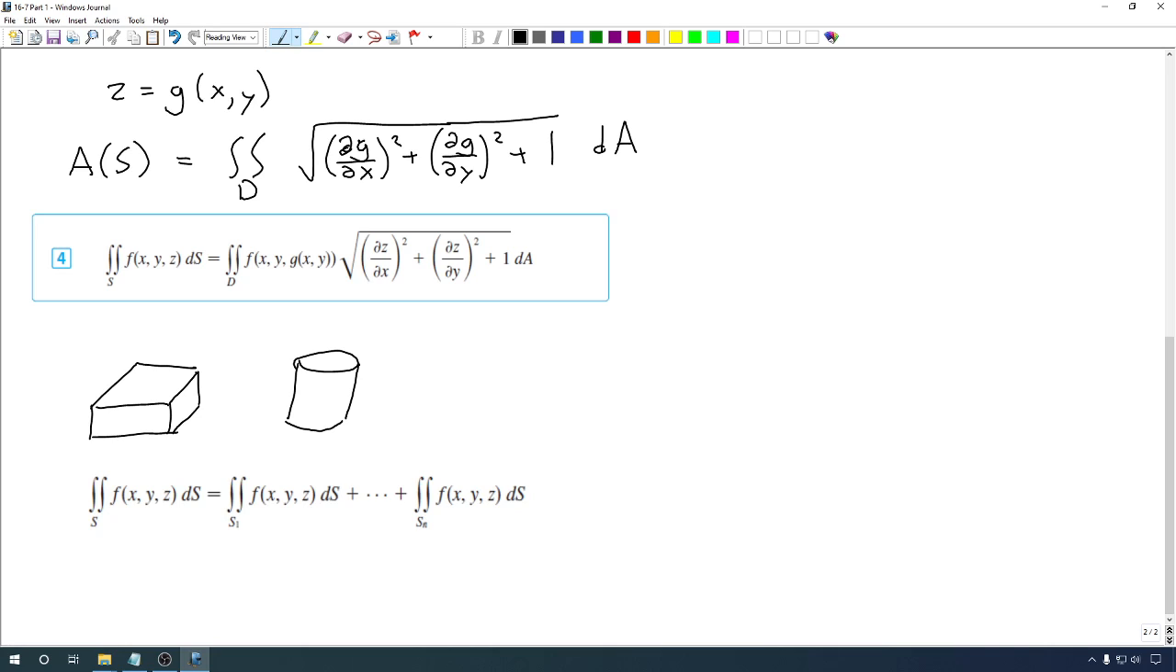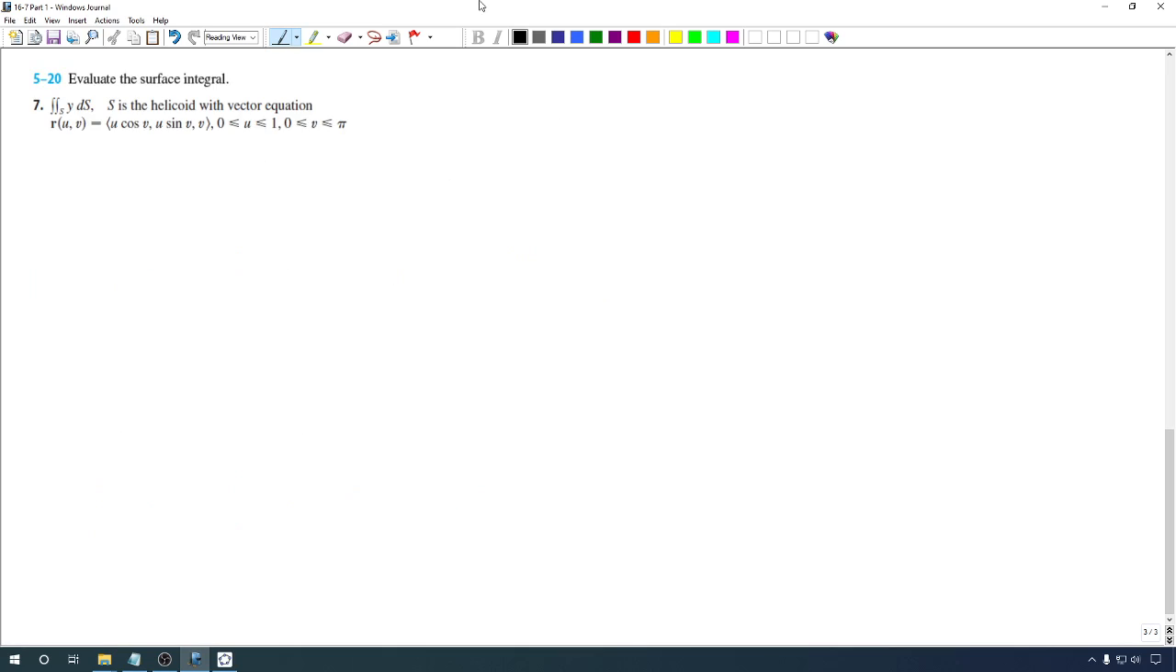Notice that we did have a similar result for line integrals, where we're able to take a piecewise smooth curve and do each of the pieces separately and add the results together. And that turned out incredibly useful when we talked about Green's theorem. And it shouldn't be too surprising that this result for surface integrals will also be useful for Stokes' theorem and the divergence theorem that we'll cover in the next two sections. Let's move on to some examples, though. We'll start with problem 7.